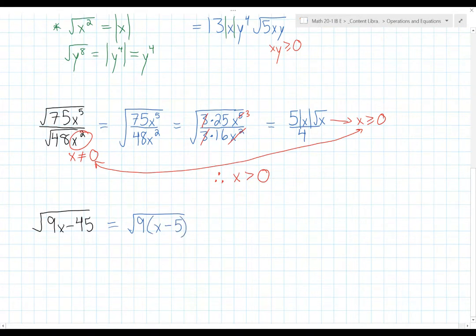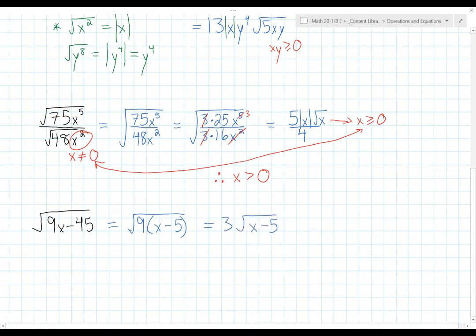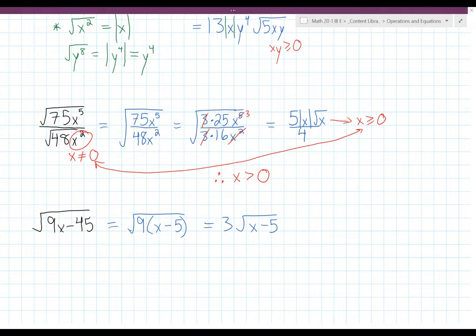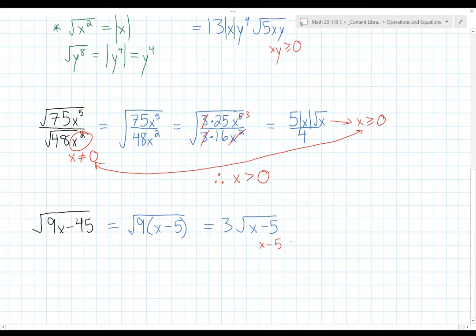I ask myself, are any of these factors perfect squares? Well, yes, 9 is a perfect square. So I have 3 square root of x minus 5. And then I can deal with restrictions. X minus 5 has to be greater than or equal to 0, which means x is greater than or equal to 5.